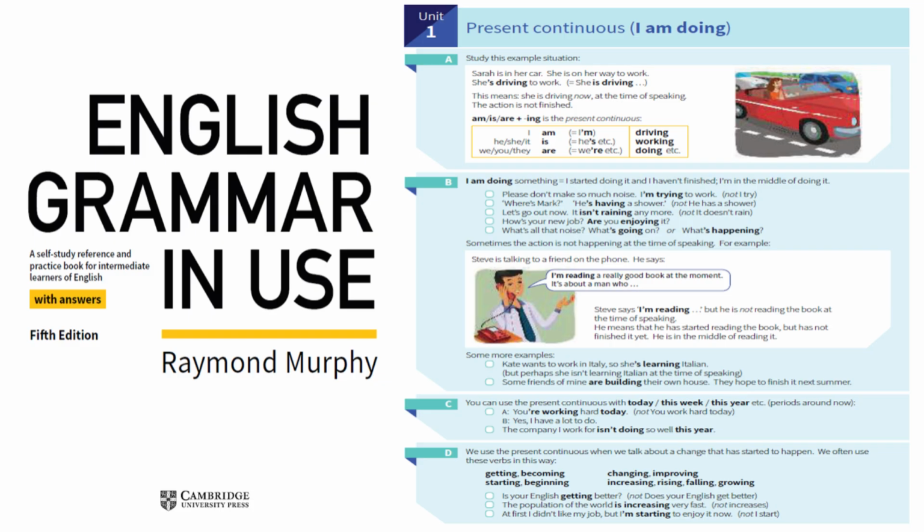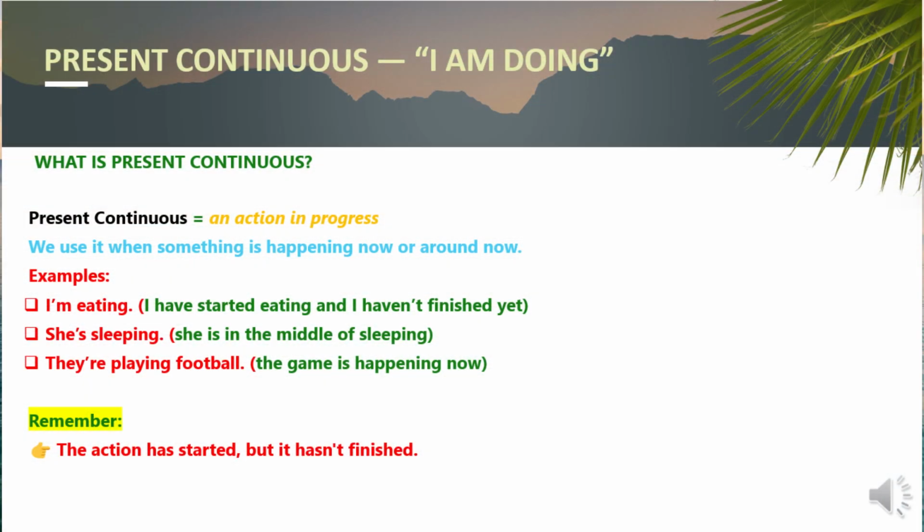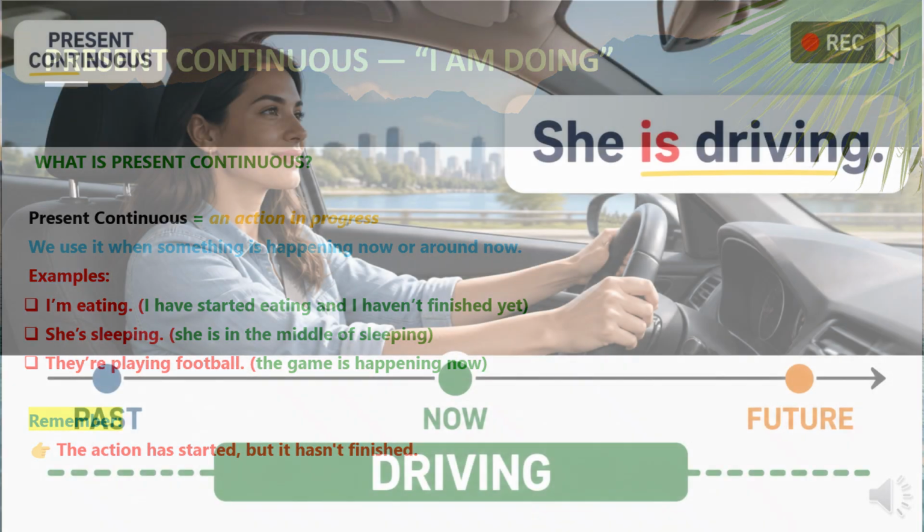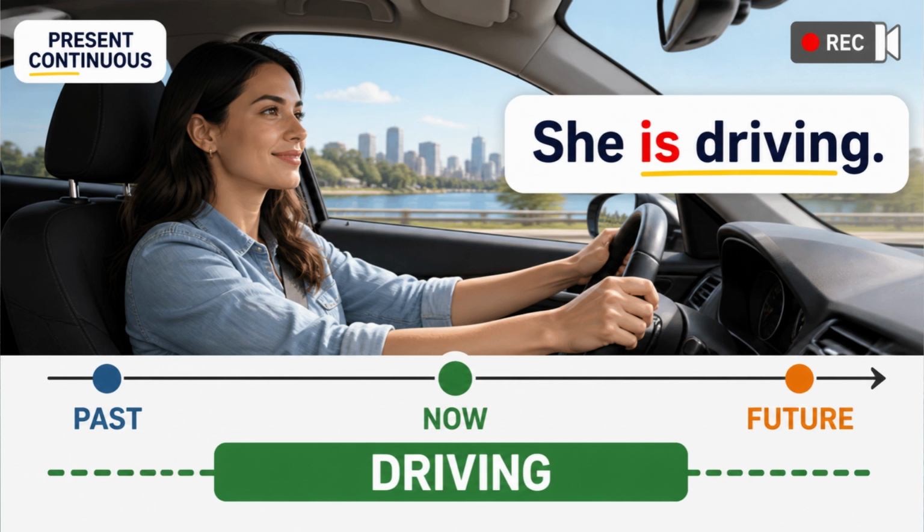The easiest way to understand the present continuous is to think about an action that is in progress. Imagine Sarah is in her car and she's driving to work. You call her and ask, "What are you doing?" She says, "I'm driving." Why? Because she has started driving, but she has not finished. She's in the middle of the action.